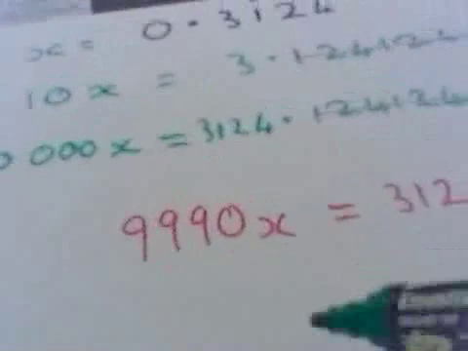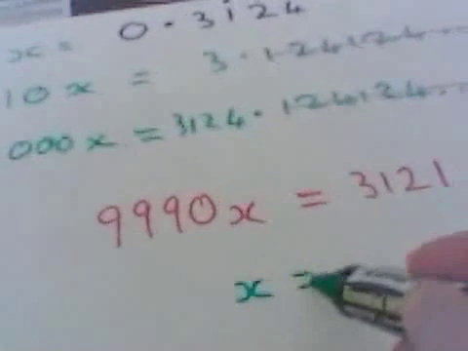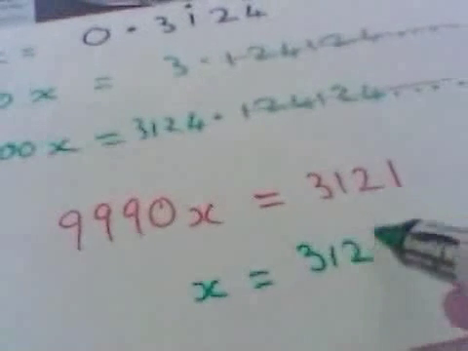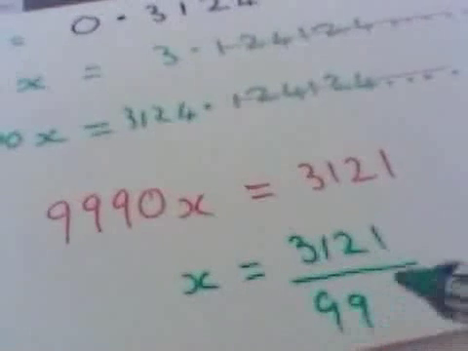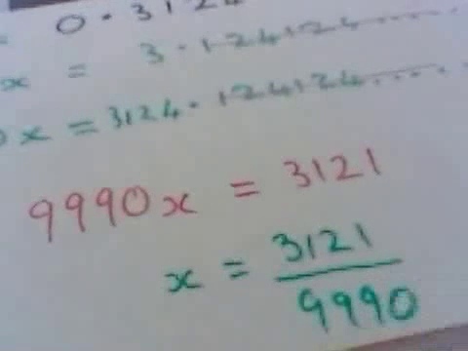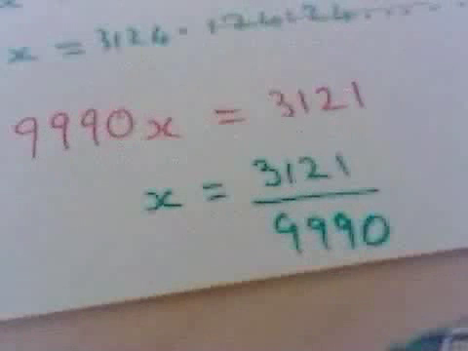Well, going to do my division now. x equals 3121 over 9990, and then I check to see if anything cancels.